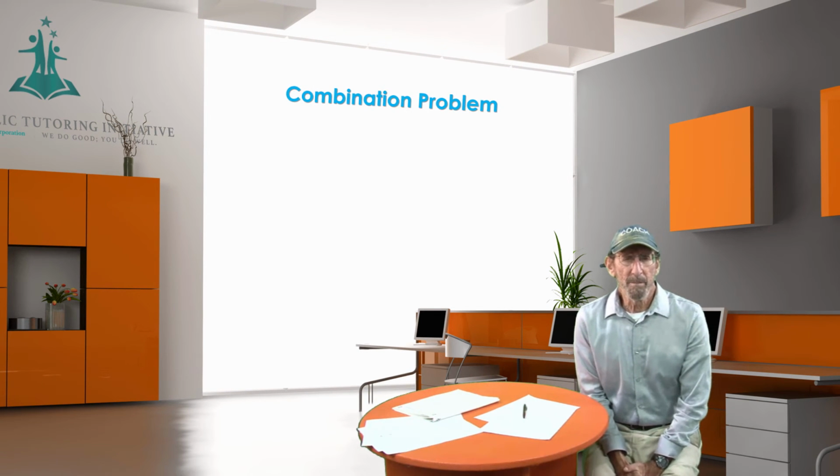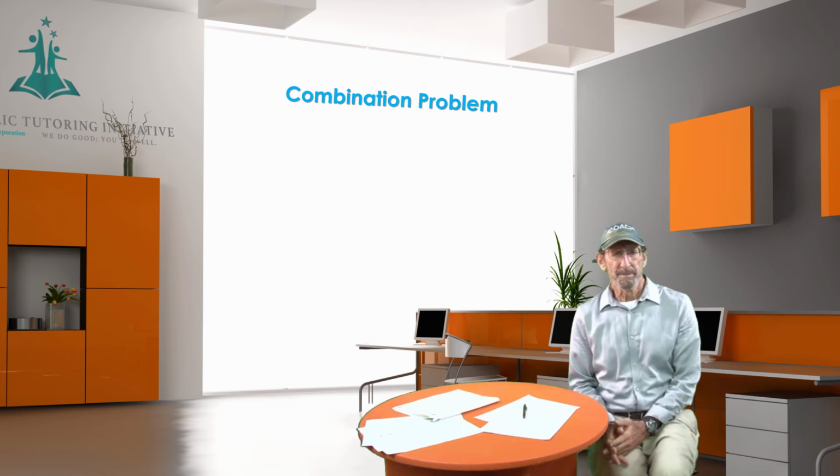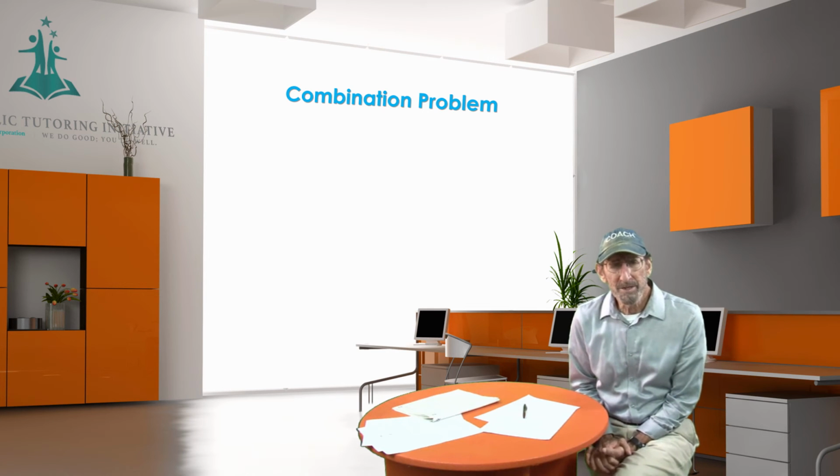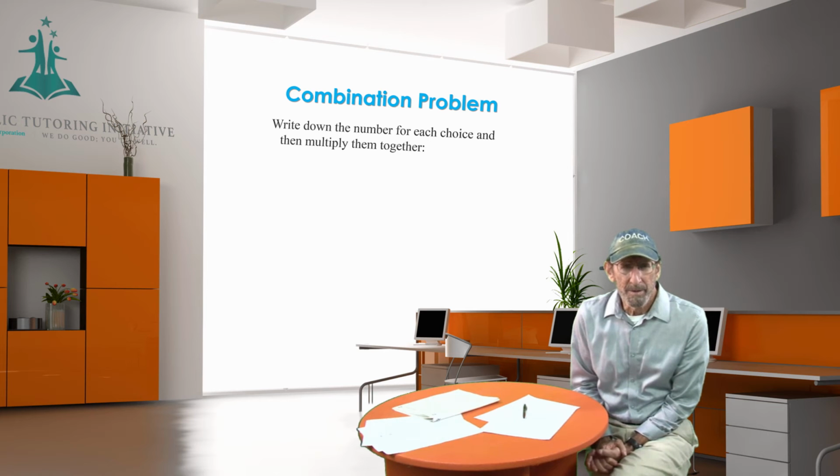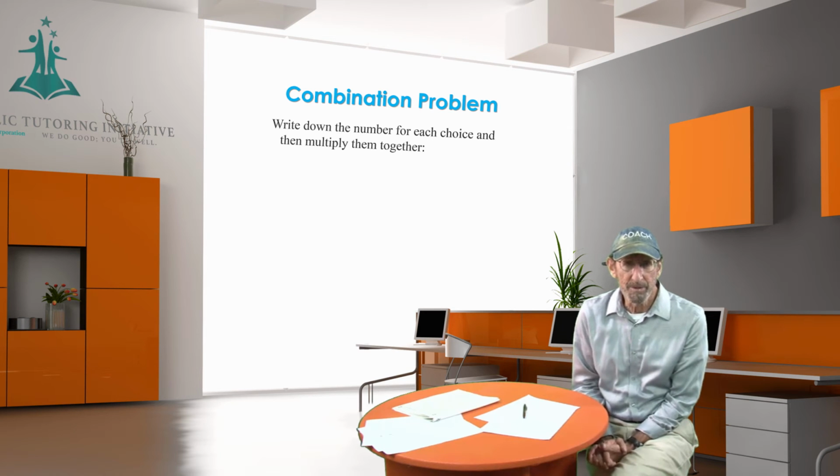Okay, there's often a combination problem on the test. And combinations are relatively easy. All you do is write down the number for each choice and multiply them together. Well, all right, there are a couple of harder ones, but let's have some examples.